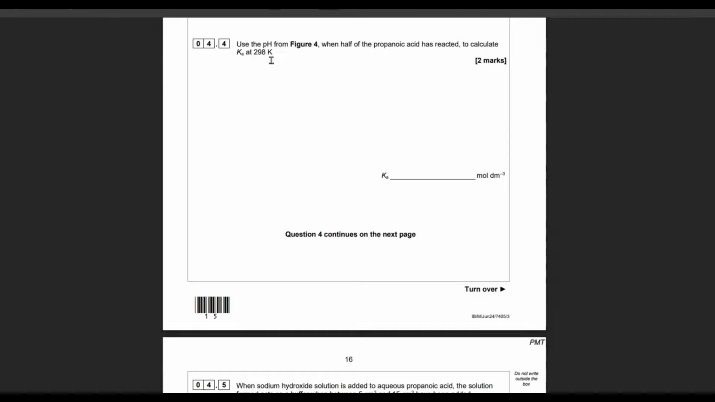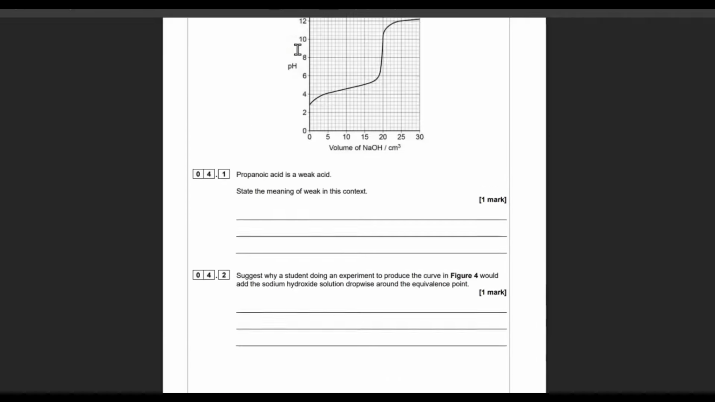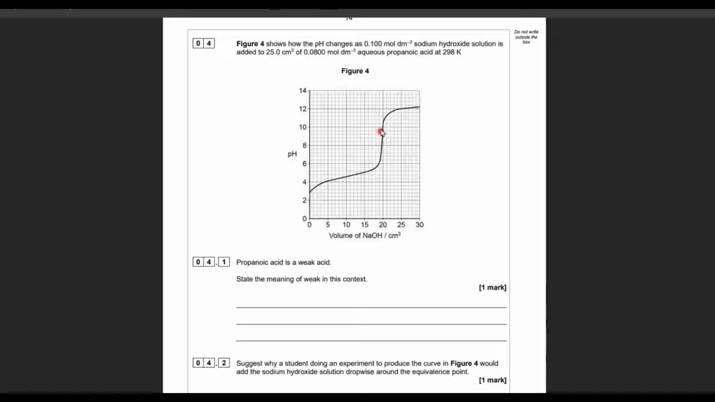4.4, use the pH from figure 4 when half of the propanoic acid is reacted to calculate Ka at 298K. It's worth 2 marks. Now, we've just gone over this, and we've just proved that the Ka is equal to the hydrogen ion concentration when half of the propanoic acid has reacted. So we just need to calculate the Ka. So we need to calculate the hydrogen ion concentration.